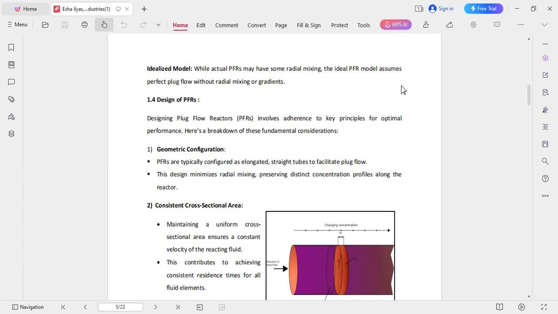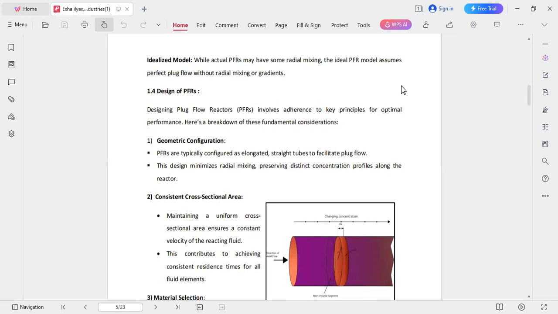Second one, consistent cross-sectional area. Maintaining a uniform cross-sectional area ensures a constant velocity of the reacting fluid. This contributes to achieving consistent residence times for all fluid elements. And there you can see the diagram of plug flow reactors.